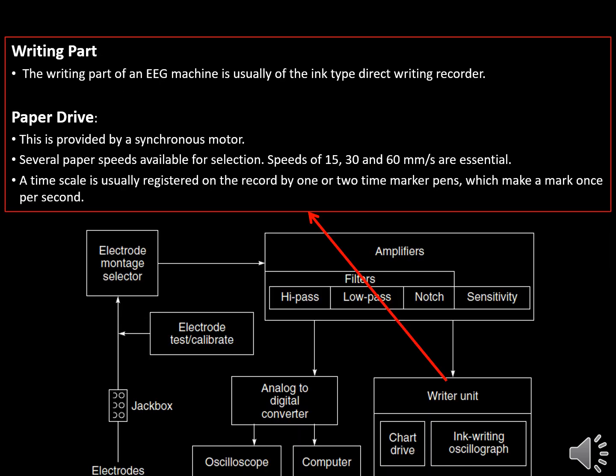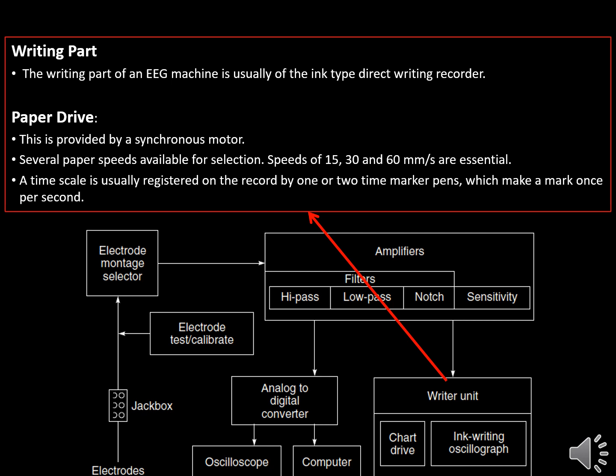About writer unit. Writer unit consists of writing part and paper drive. The writing part of an EEG machine is usually an ink-type direct writing recorder. Paper drive is provided by a synchronous motor. An accurate and stable paper drive mechanism is necessary and it is normal practice to have several paper speeds available for selection. Speeds are 15, 30 and 60 mm per second. A timescale is usually registered on the record by one or two time marker pens which make a mark once per second.